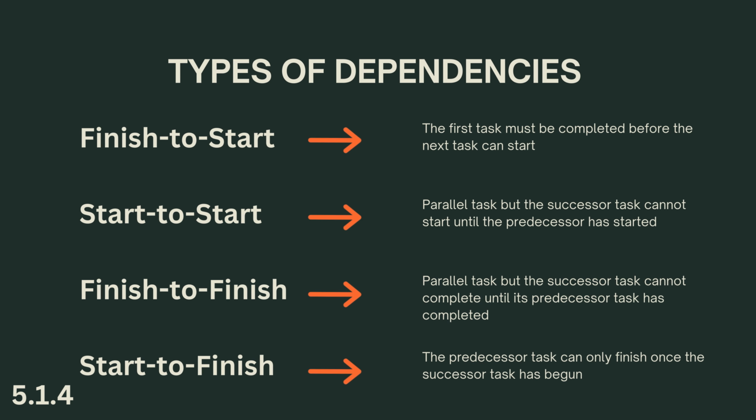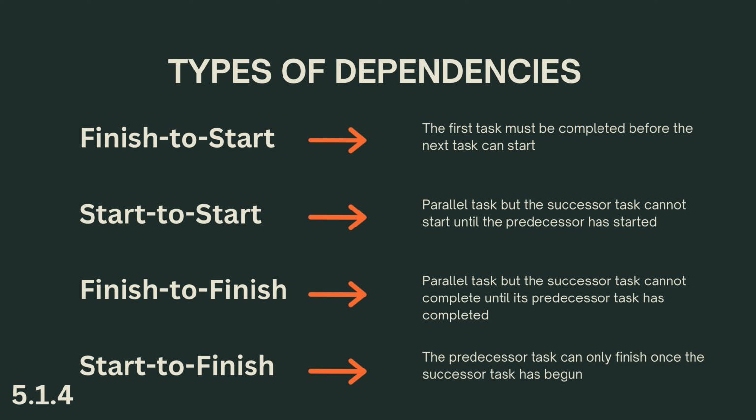There are 4 main types of project dependencies, each describing a different relationship between tasks. Let's explore these. Finish to start, FTS. This is the most common type of dependency, often referred to as a finish to start dependency.